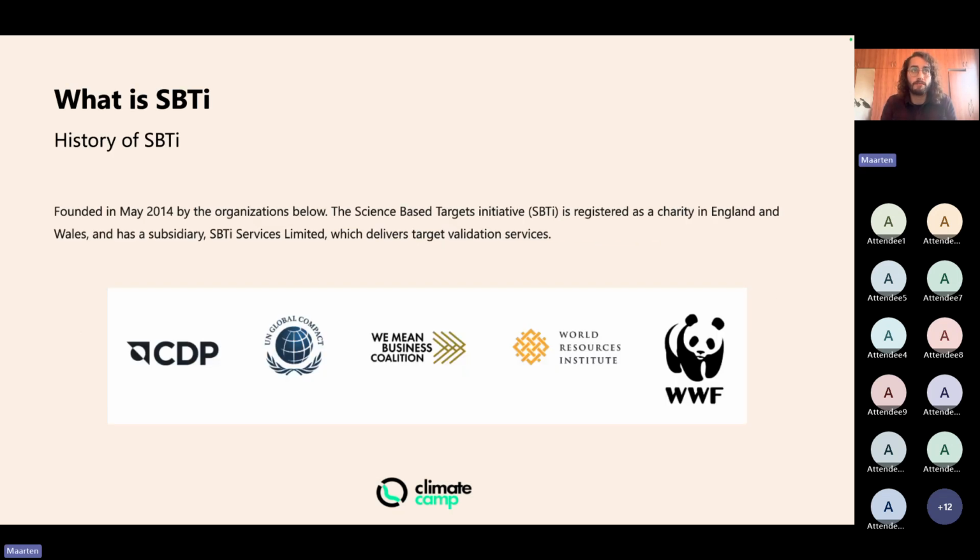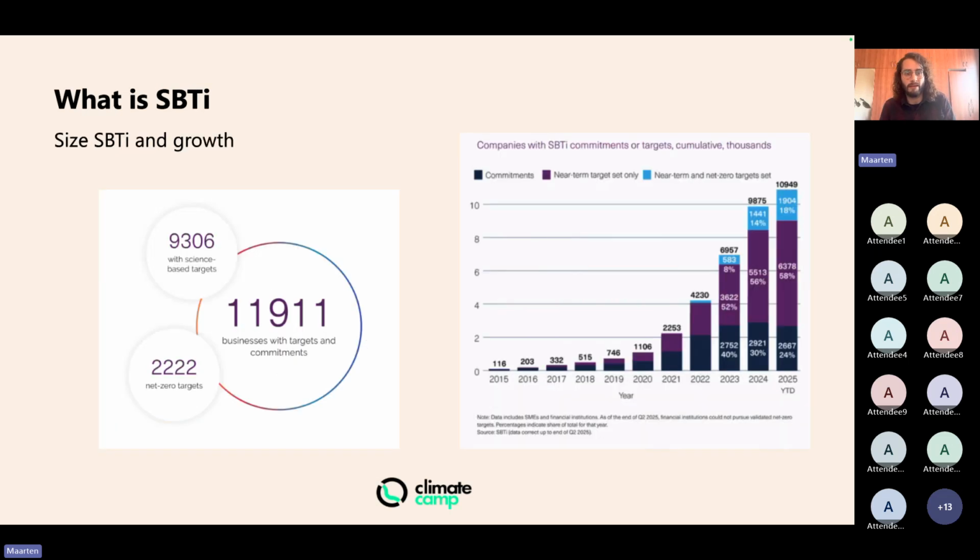Now, who is SBTi? It was founded in May 2014 by the organizations which you see here: CDP, UN Global Compact, We Mean Business Coalition, the World Resources Institute, and WWF. They are registered as a charity in England and in Wales, and their subsidiary, SBTi Services, is the company that delivers the validation services. Now, why do they need to incorporate to that degree? Well, it's very important to think about how SBTi has grown over the last couple of years and how large it is today.